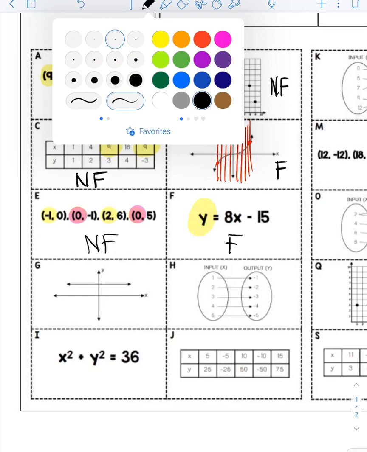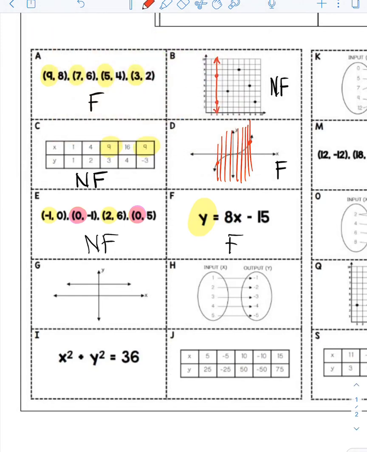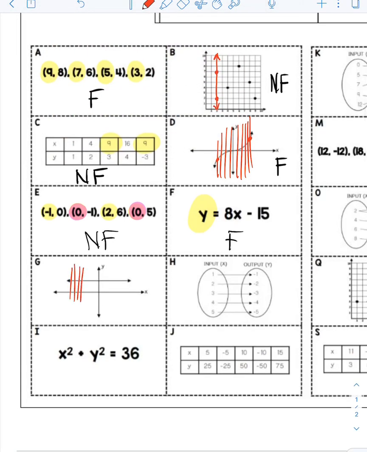G. When we have a graph, we want to perform the vertical line test. And it looks to me that no matter where I draw a vertical line, that graph is only going to touch a vertical line at one place at a time. So it passes the vertical line test, so this is a function. H. When I have a map, I want to look at my input. And I notice that each one of those only has one line coming out of it, so this is a function.